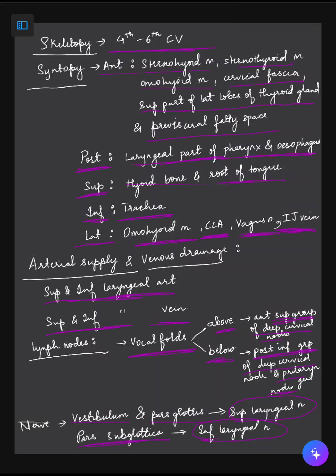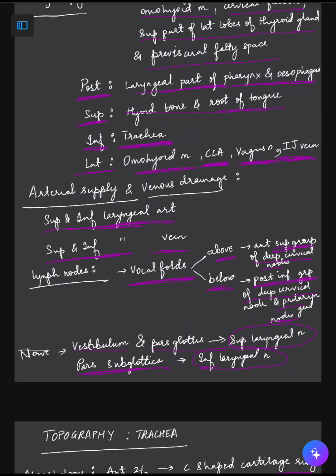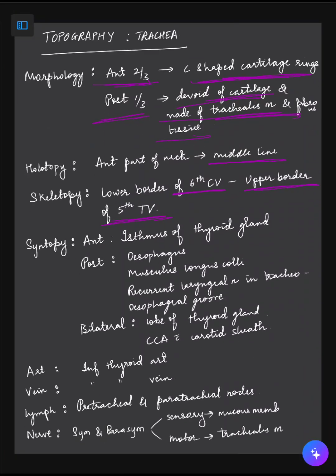See, I would correlate with another structure. This is larynx, right? Below the larynx, there is trachea. And what is the skeletopy of larynx? 4th to 6th cervical vertebrae. What is skeletopy of trachea? From lower border of 6th cervical vertebra to upper border of 5th thoracic vertebra.